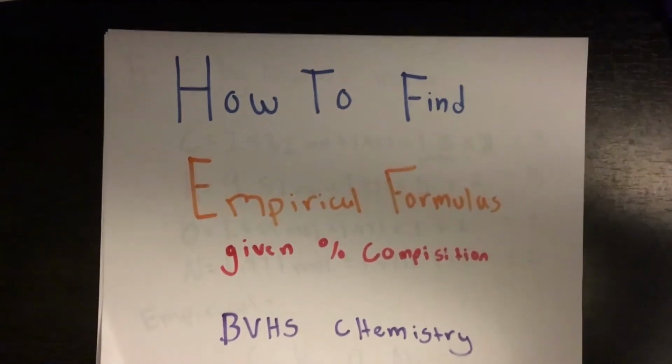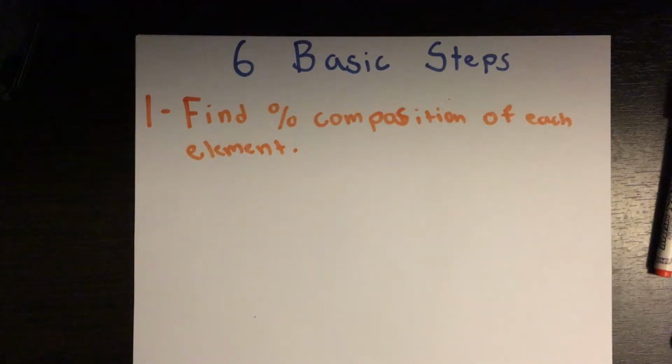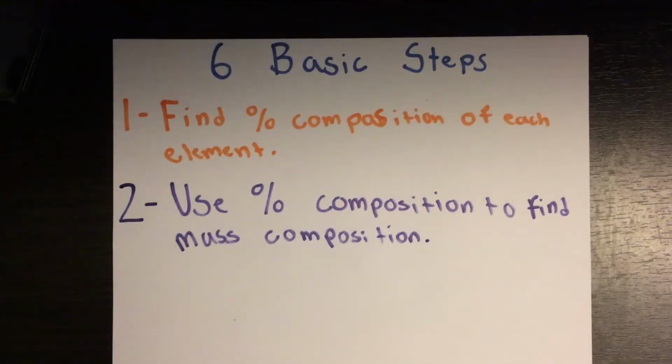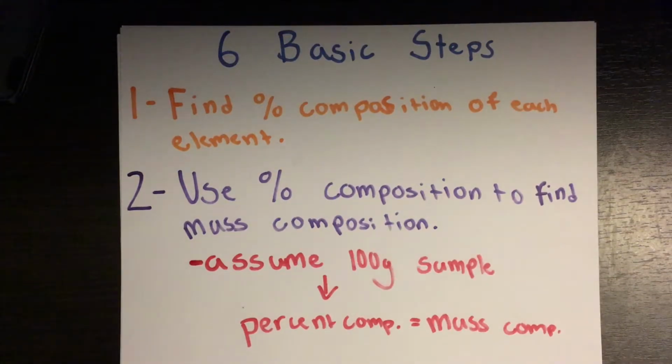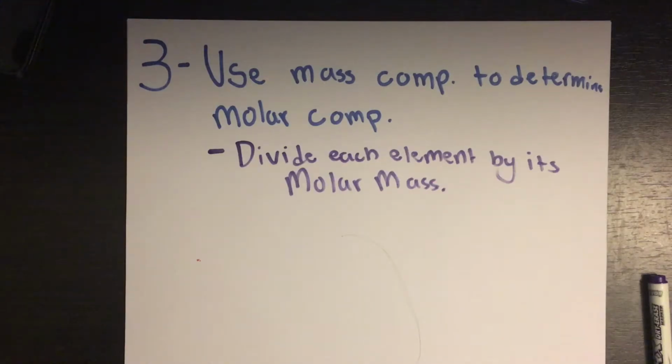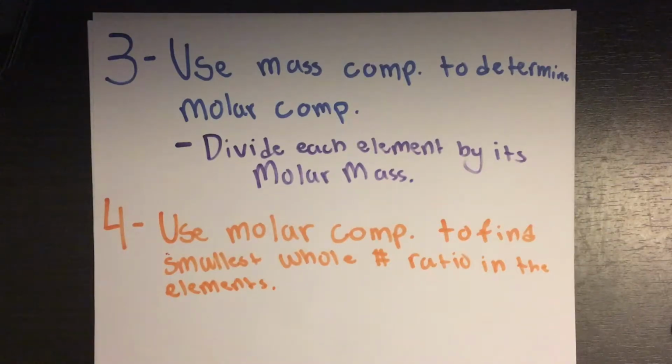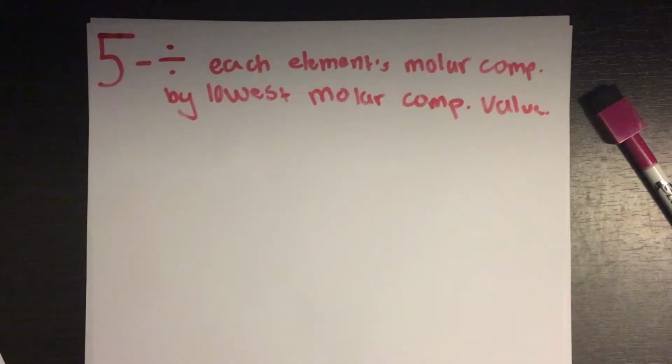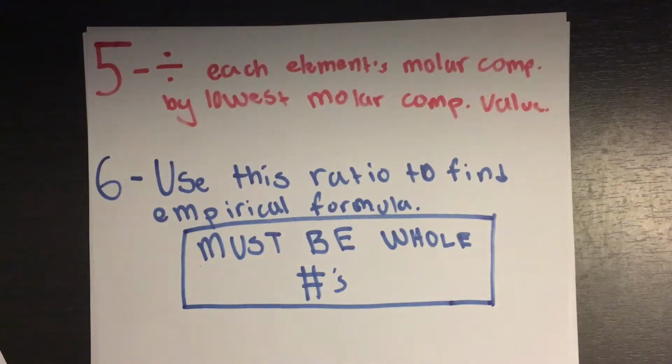Today we are going to learn how to find empirical formulas given percent composition. Step 1, percent composition of each element. Step 2, use percent composition to find mass composition. If given the option to assume a 100-gram sample, then your percent composition will be equivalent to the mass composition. You will then use the mass composition to determine the molar composition. To do so, you would simply divide each element by its molar mass. Then you use the molar composition to find the smallest whole number ratio in the elements. You then divide each element's molar composition by the lowest molar composition value. You then use this ratio to find the empirical formula, which must be in whole numbers.